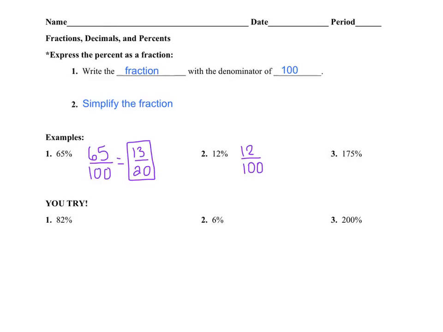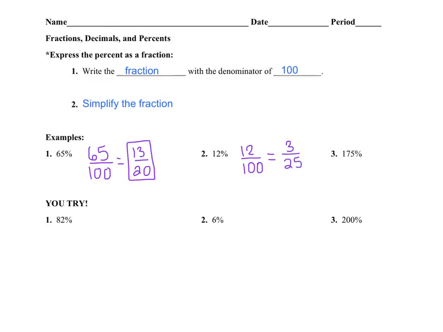But let's see if we can simplify this even further. What other numbers go into 12? Well, we know 3 goes into 12 evenly, but does 3 go into 100 evenly? No, it doesn't. What else goes into 12? We know 4 does. 4 goes into 12 3 times, but does 4 go into 100? Yes, it does, 25 times. So we're going to divide both numbers by 4, which gives us 3 over 25.